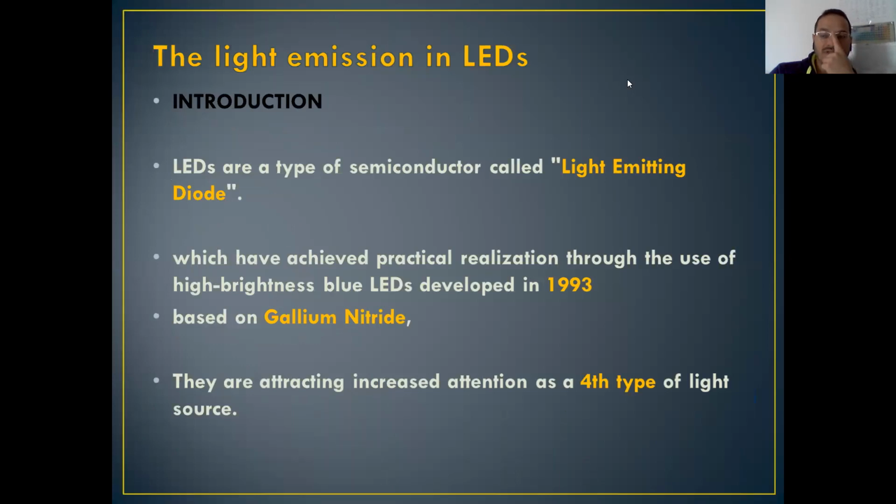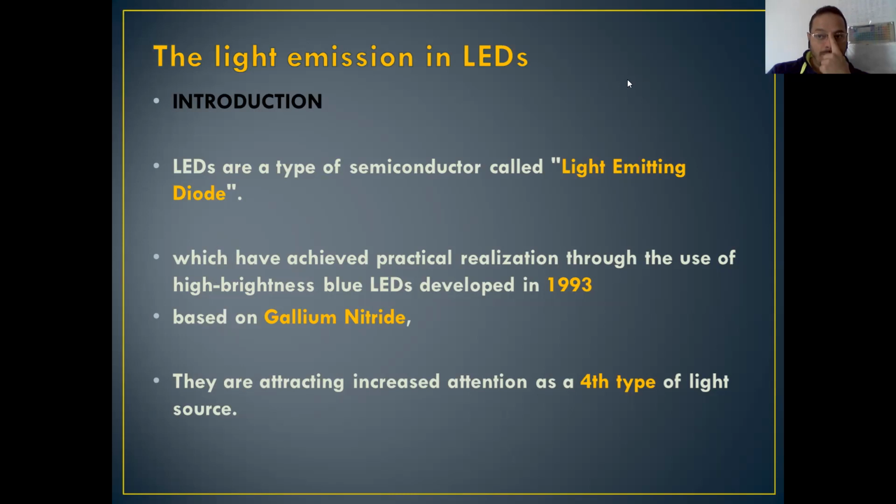Let's take some historical points about this topic. We started to use this kind of light in 1993. LEDs are a type of semiconductor, called light emitting diode, which achieved practical realization through the use of high brightness blue, developed in 1993. It's something like the latest generation of light, and it's better because of the efficiency, and we will go through all of this information at the next slide.